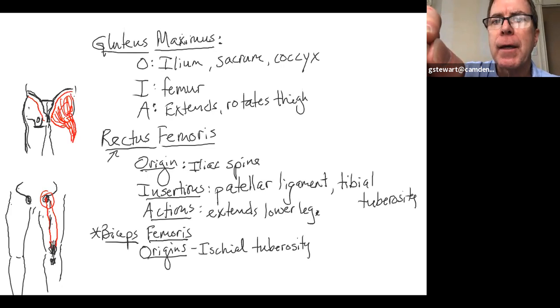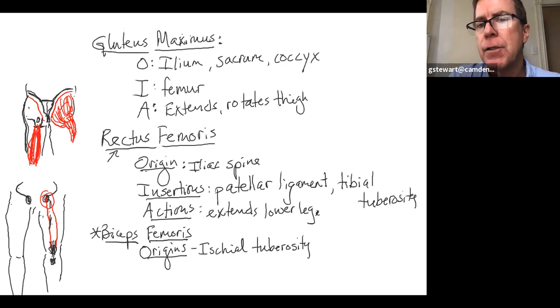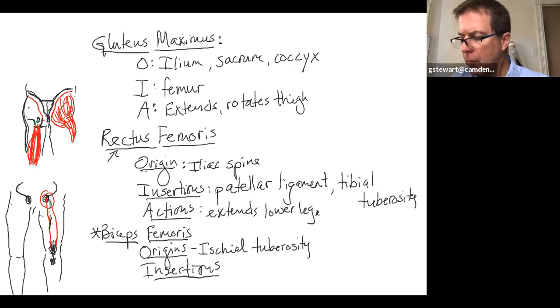So I'm going to draw my picture. And biceps means two. So there's two main bellies and points of origin of this muscle. These are considered part of the hamstring muscles, but I'm trying to draw sort of a dual looking muscle like this on the back side. The insertions are the fibula and the tibia.